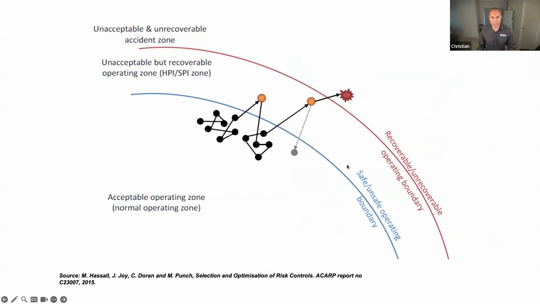What this visual is representing is our blue zone here, which is our safe to unsafe boundary. If we end up unsafe, it's unacceptable, but we can recover. This is where we might have high potential incidents or near misses. Whereas the red line is showing where we're going from recoverable to unrecoverable. And that's where we end up with incidents, that uncontrolled release of energy, or that uncontrolled process being realized. We can't recover now.